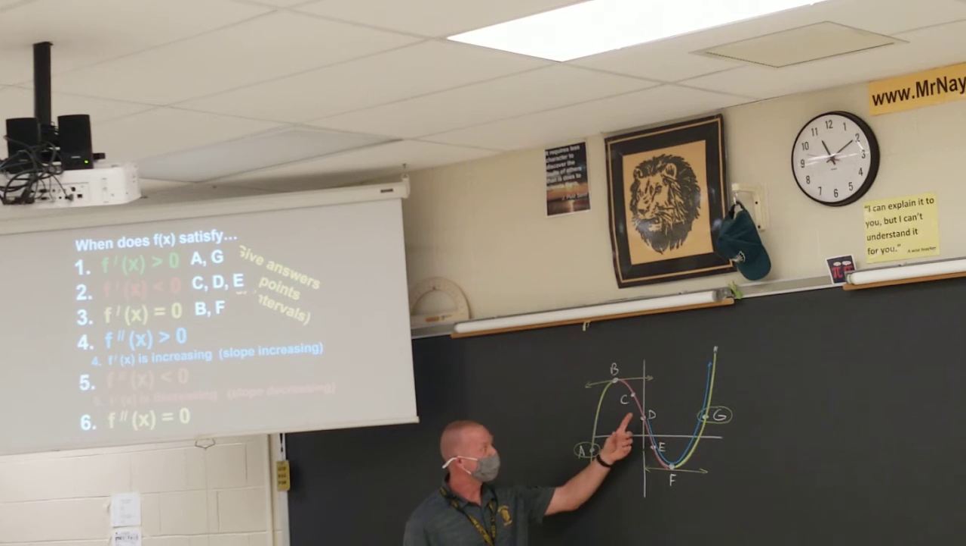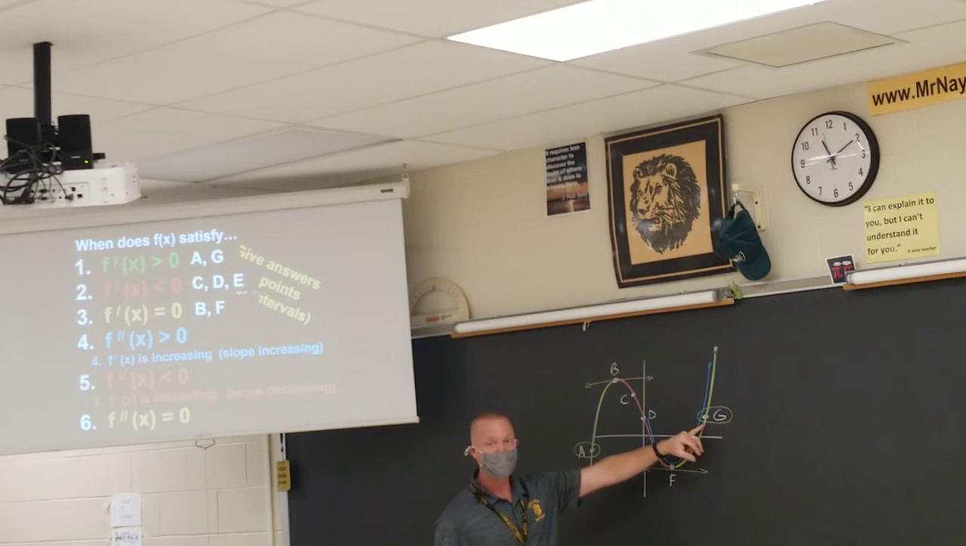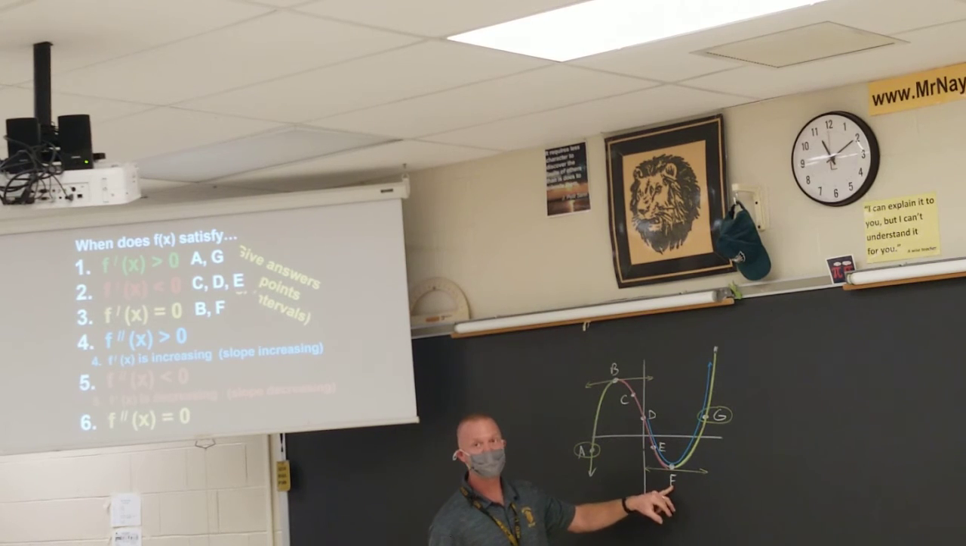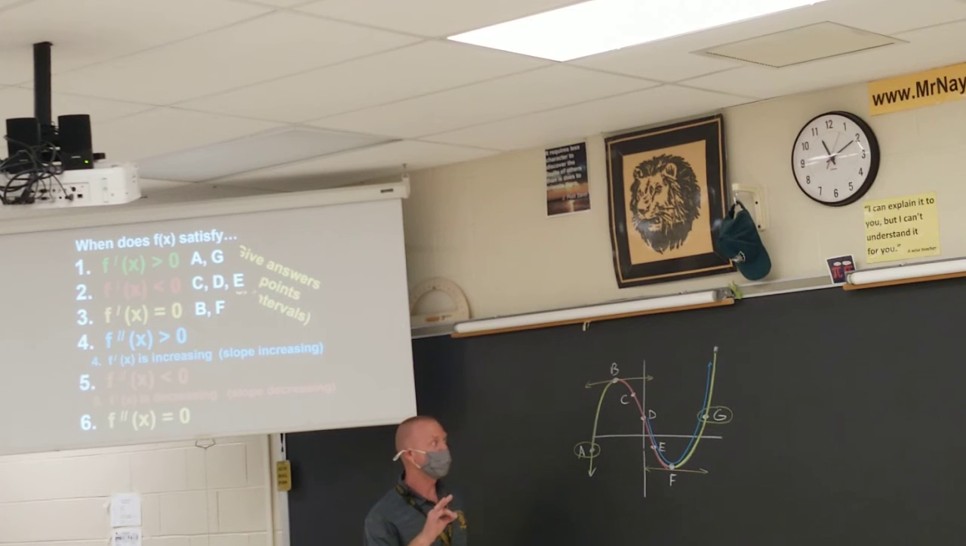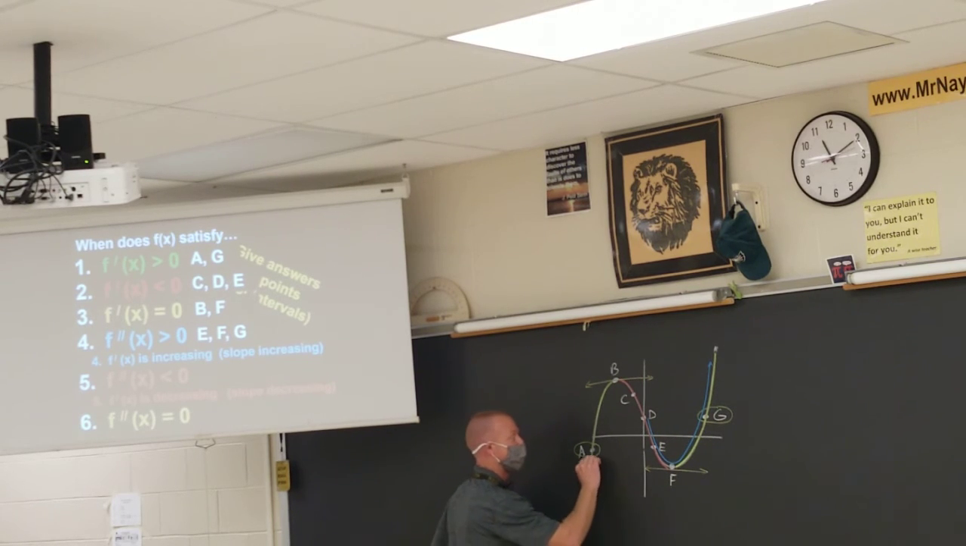Positive concavity is concave up. Now, do you realize that there are actually 3 places that the blue line overlaps? E, F, and G. Don't leave out F. It's all concave up, so all 3 of those places, E, F, and G. And then we just have the reversal here where it's concave down in here.